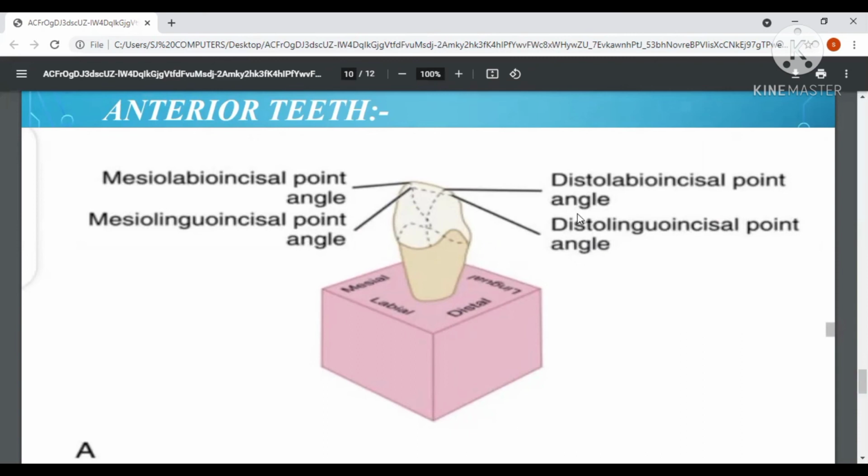Disto-linguo-incisal also has the same distal surface. Linguo means towards the tongue, the lingual surface, and the incisal surface. If we look here, this is the distal surface, right? At the back we have the lingual surface and here we have the incisal. So the angle that forms here, formed by the junction of 3 surfaces, would be the disto-linguo-incisal point angle, right?